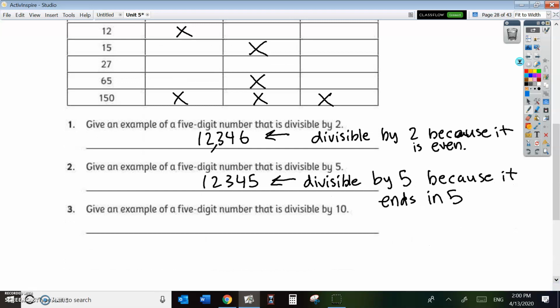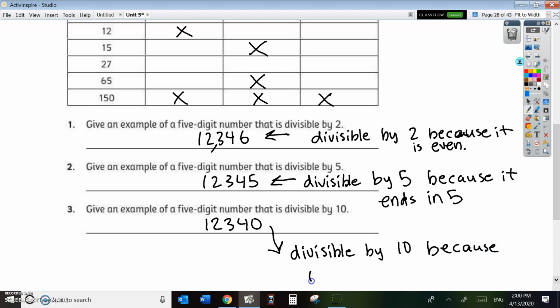Give an example of a 5-digit number that is divisible by 10. 1, 2, 3, 4, 0. It is divisible by 10 because it ends in 0.